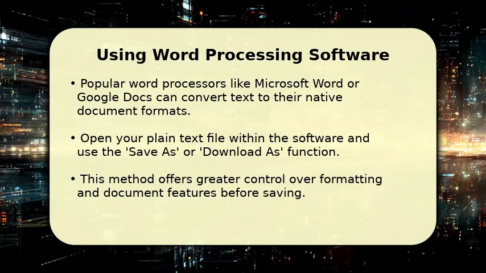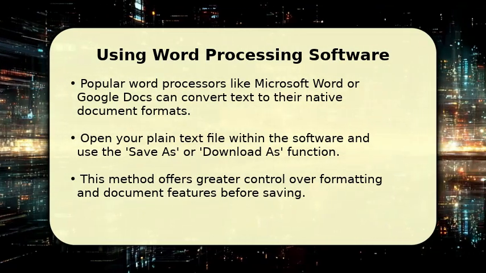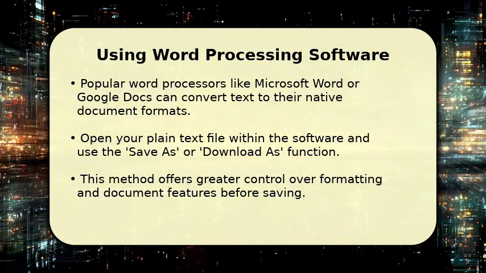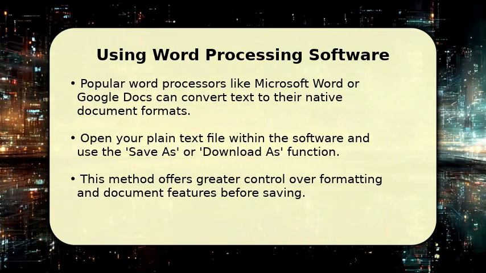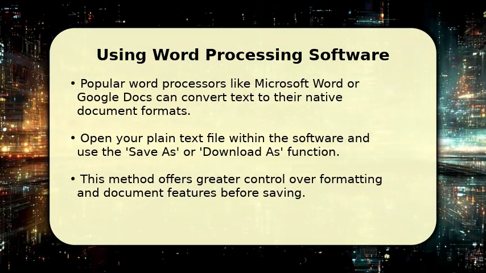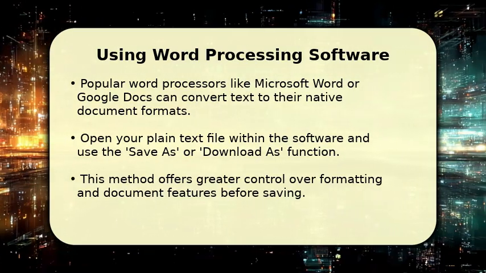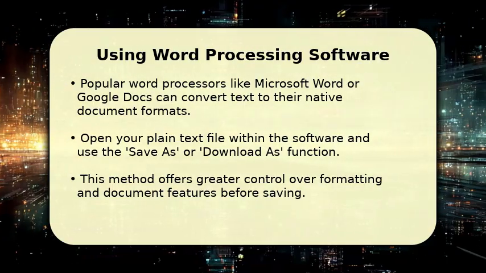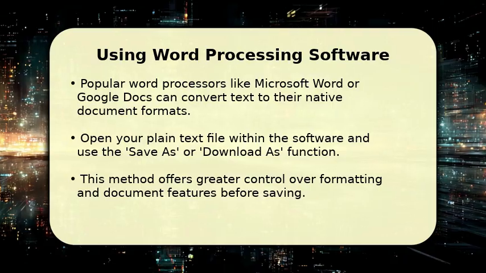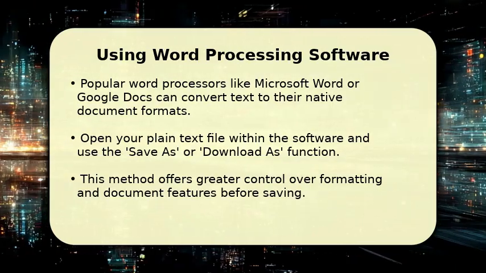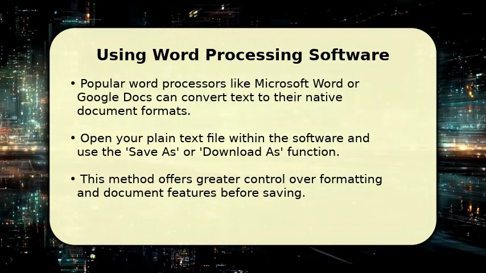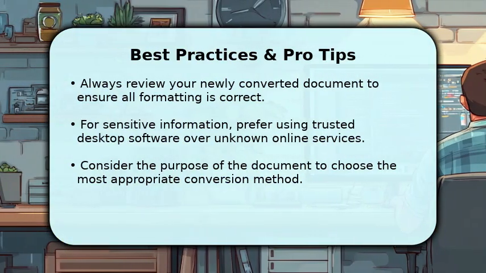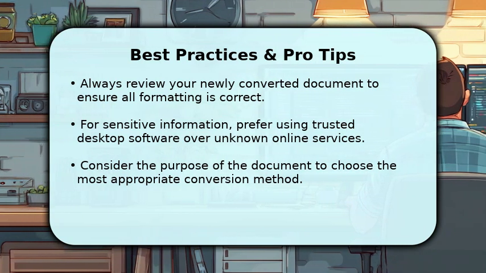For more control, you can use dedicated word processing software already on your computer. Open your text file directly in an application like Microsoft Word, LibreOffice Writer, or even Google Docs. Once open, simply navigate to the File menu and select Save As or Download As. You can then choose your preferred document type, such as a docx file, ensuring all your styling and formatting are preserved perfectly.